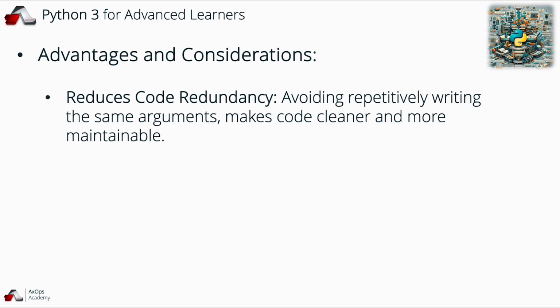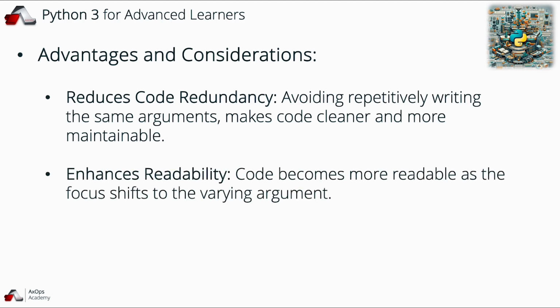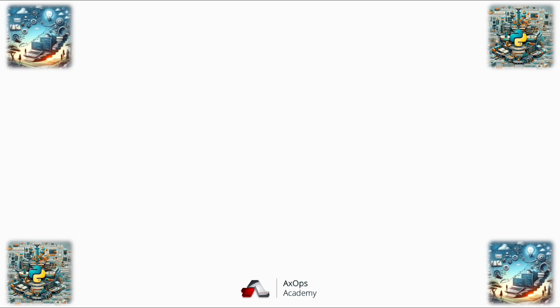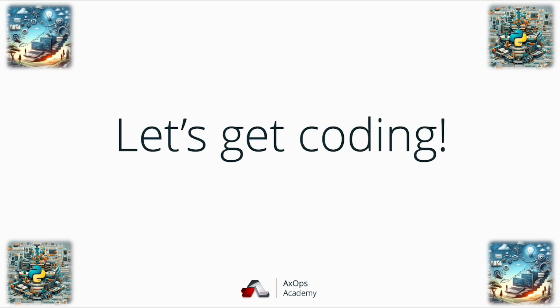It allows us to avoid repetitively writing the same arguments, making the code cleaner and more maintainable. Using partial functions also enhances the readability of our code. Code becomes more readable as the focus shifts to the varying arguments, which are often the critical part of the function's application. In summary, partial functions provide a way to freeze some portion of a function's arguments, leading to more concise and readable code.